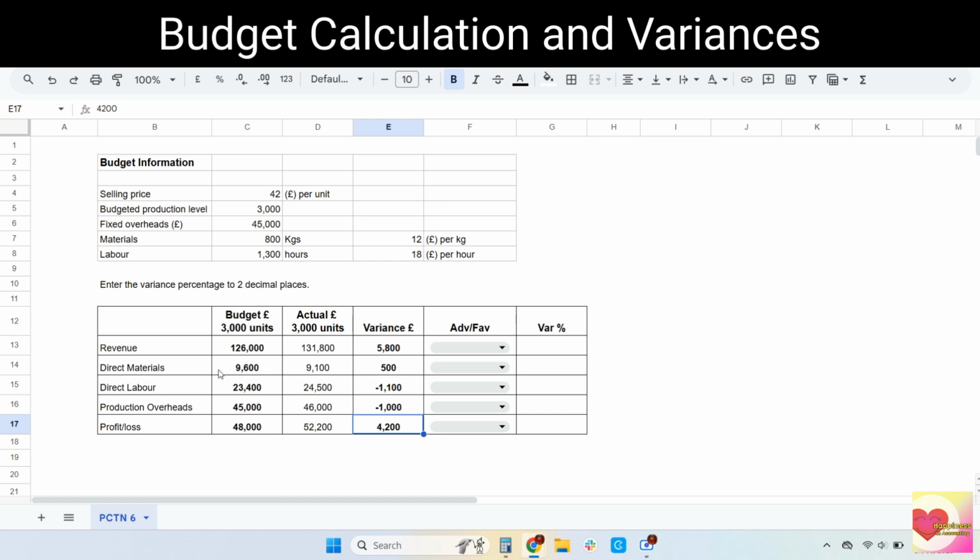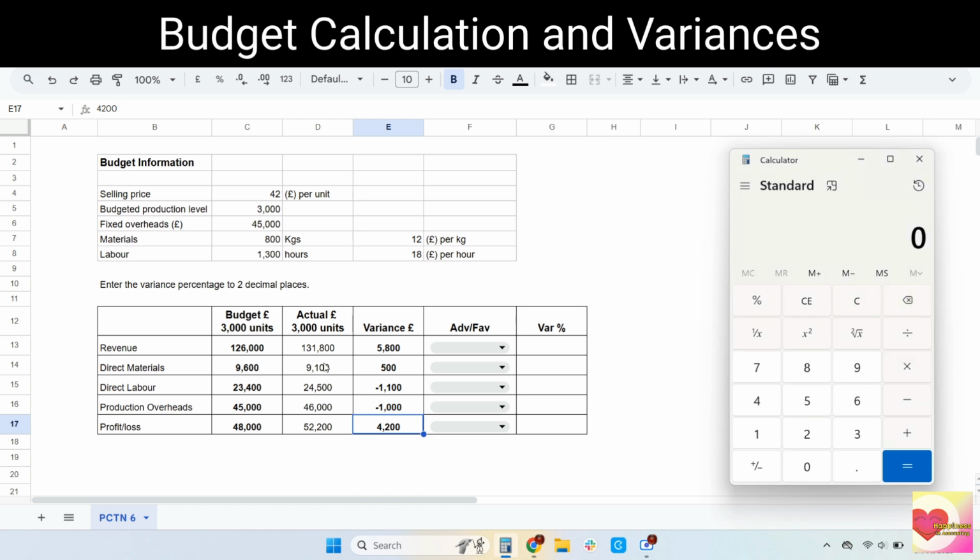So in reality, their values are negative. And if we calculate them the same way as the revenue and profit or loss, we get the same result. Let me show you what I mean. If we follow the same format as the revenue, which is actual minus budget, for the direct materials variance, the actual is 9,100. Let's turn it into negative, minus the budget 9,600. Let's turn it into negative, and we get the same amount, which is 500.